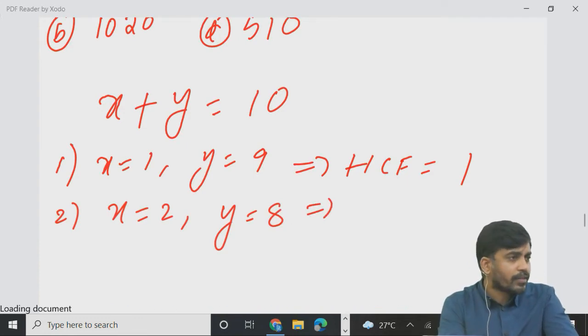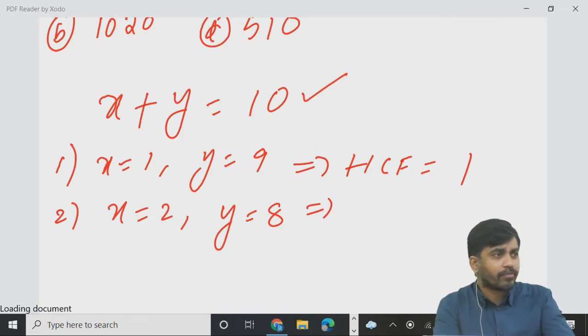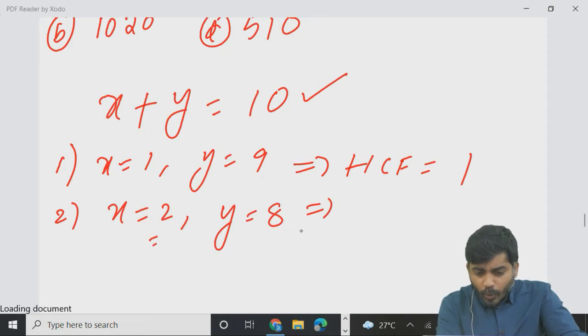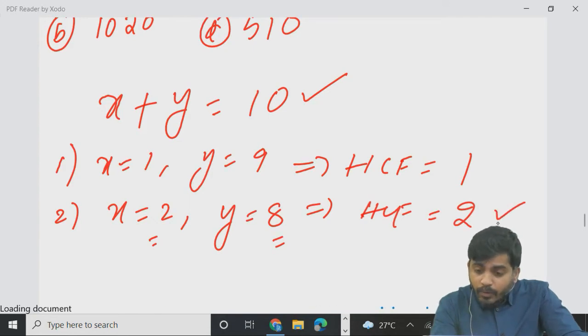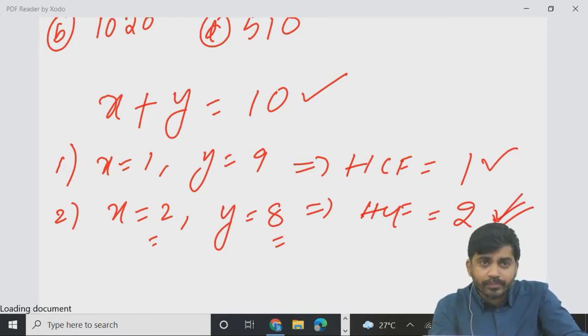2 plus 8 is 10, right? Forget about 2040, take only 10. What about 2 and 8 HCF? 2. We need the maximum value for HCF. Out of 1 and 2, which is the maximum? 2 only. Okay.